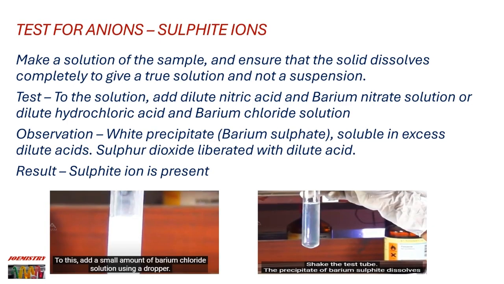Test for anions, sulfite ions. Make a solution of the sample and ensure that the solid dissolves completely to give a true solution and not a suspension. Test. To the solution, add dilute nitric acid and barium nitrate solution, or dilute hydrochloric acid and barium chloride solution. Observation. A white precipitate, barium sulfate, soluble in excess dilute acids. Sulfur dioxide is liberated with dilute acid. Result. Sulfite ion is present.